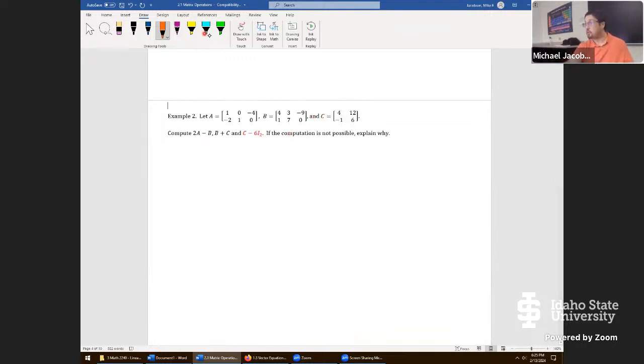Let's focus first on 2A minus B. First thing you want to do is definitely look before you leap. The only way that operation is defined is if the matrices A and B are of the same size. They're both 2 by 3, so it looks like we can make this work. First thing I'd probably do personally is just rescale A. So I'm going to double all the entries. We'll have 2, -4, 0, 2, -8, 0. So we've doubled all those entries.